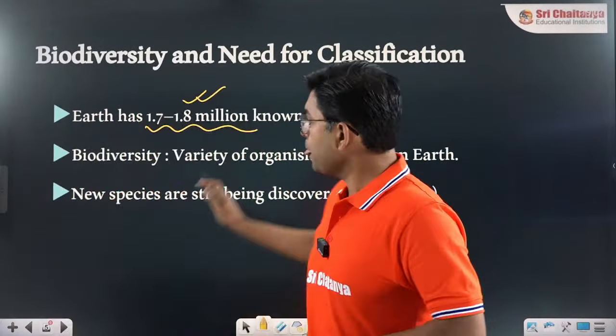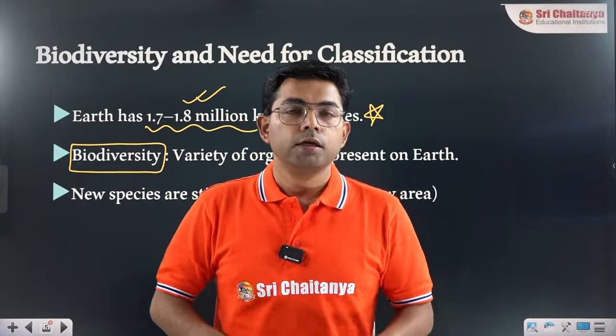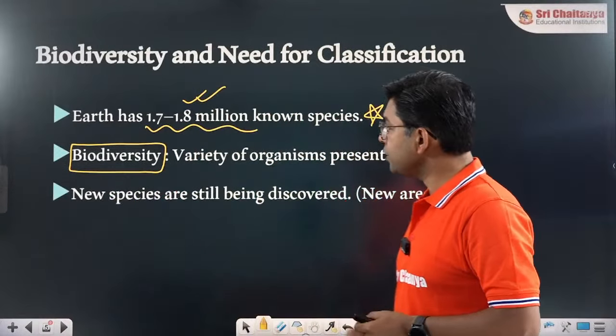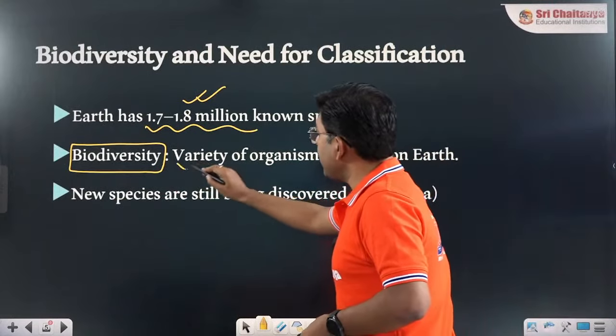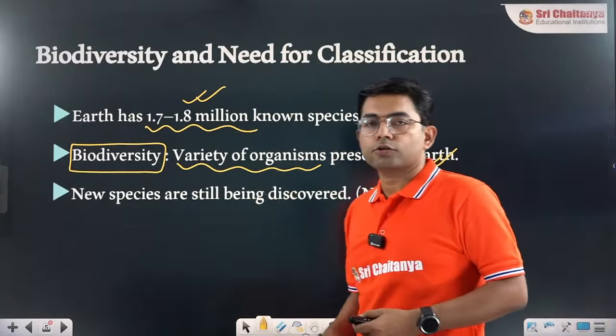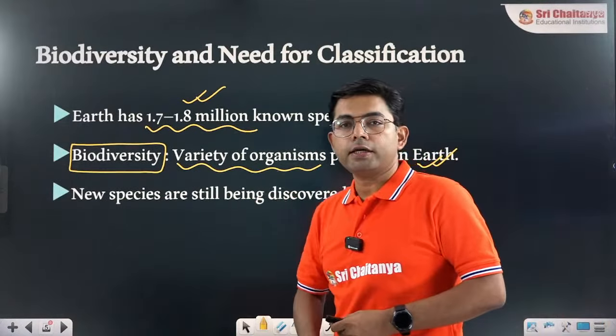Then what is biodiversity? Here a term is given, biodiversity. Gradually you know that living organisms can be animals, or plants, and plants can be of several varieties, and animals can also be of several varieties. So the variety of living organisms present on earth overall is called biodiversity.